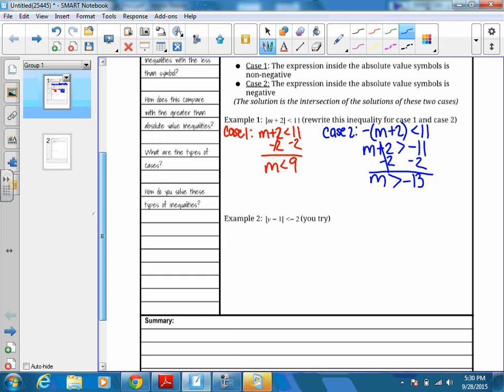So I have m is less than 9, and m is going to be greater than -13. If I write that, I should have -13 is less than m, which is also less than 9. If I were to graph that, I have -13 over here, and I have 9 way over here. Remember, the graph is going to be the intersection of all of that. That's all it means when I'm solving these problems with inequality symbols. Now let's go ahead and look at page 2. I want you guys to try example 2 on your own, and then we'll talk about this in class tomorrow.